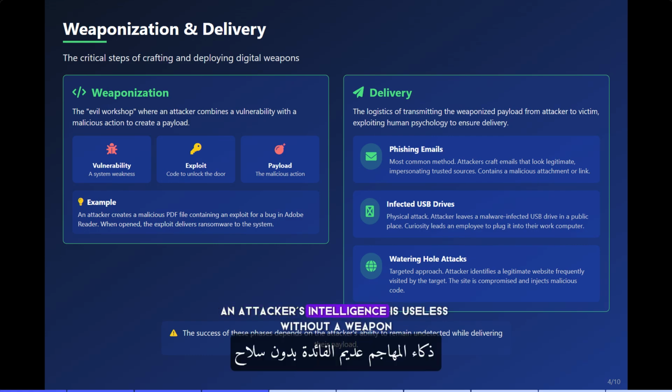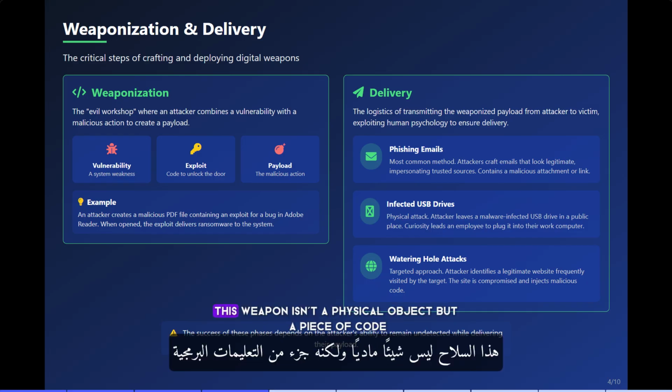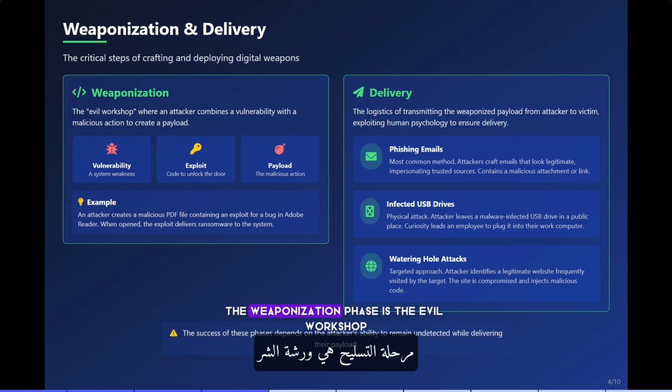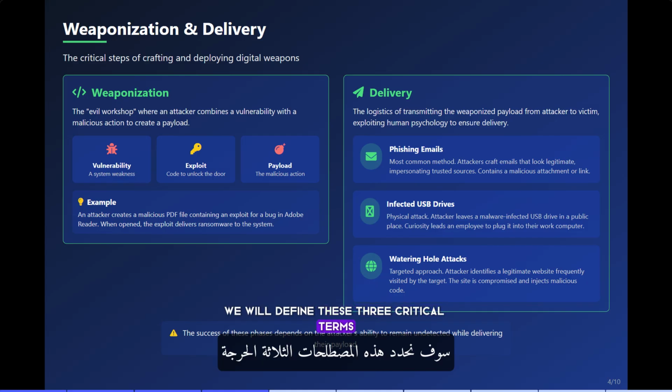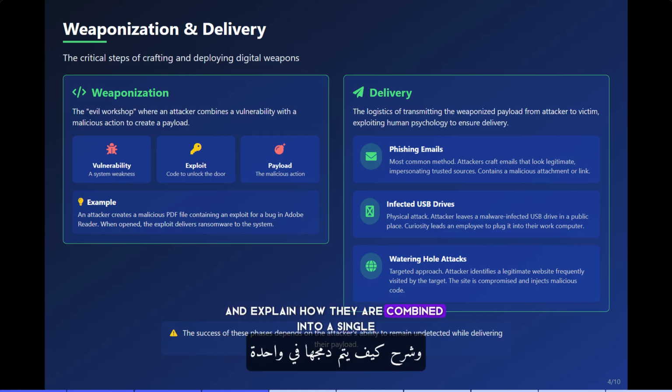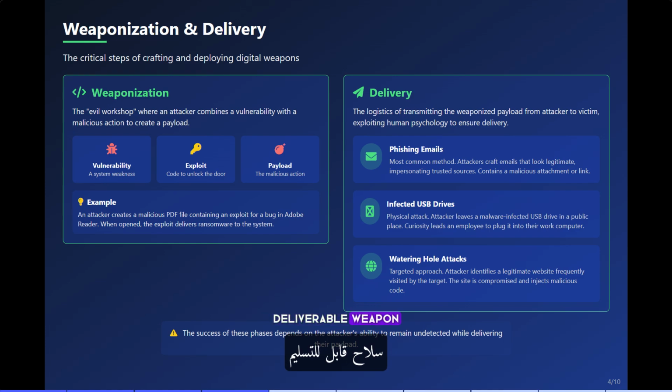An attacker's intelligence is useless without a weapon. In the digital world, this weapon isn't a physical object, but a piece of code. The weaponization phase is the evil workshop where an attacker combines a vulnerability with a malicious action to create a payload. Our learning objective for this lesson is to differentiate between malware, exploit, and payload. We will define these 3 critical terms and explain how they are combined into a single deliverable weapon.